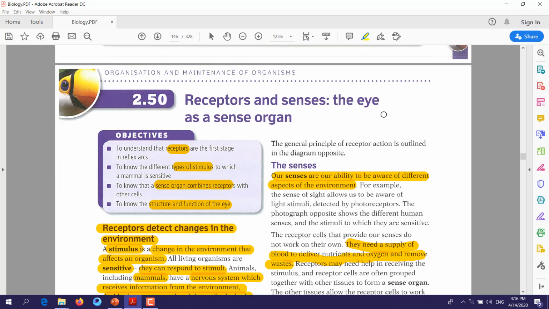Dear students, that was everything for 2.50 receptors and senses, example: the eye as a sense organ. I hope everything was clear.